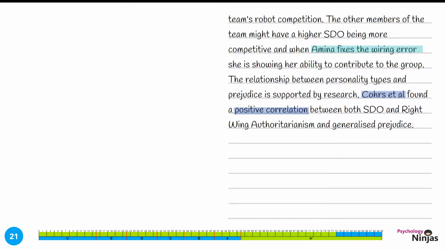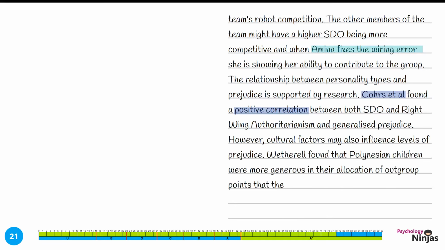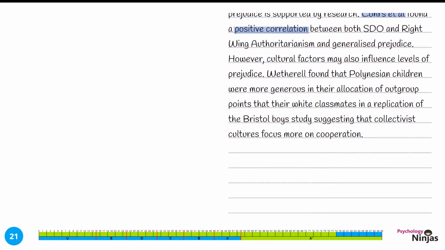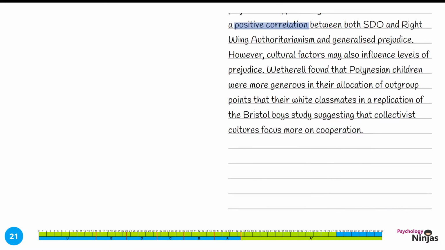Here we're going to talk about cultural factors. However, cultural factors may also influence levels of prejudice. Weatherall found that Polynesian children were more generous in their allocation of outgroup points than their white classmates in a replication of the Bristol Boys study, suggesting that collectivist cultures focus more on cooperation. We've clearly identified a different factor that might be important in talking about prejudice and discussed research findings that suggest this might be the case.